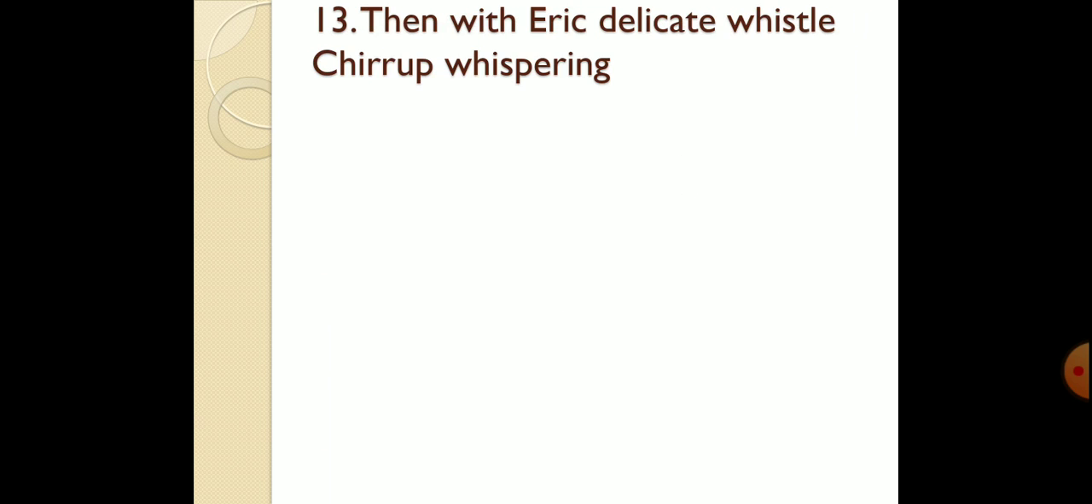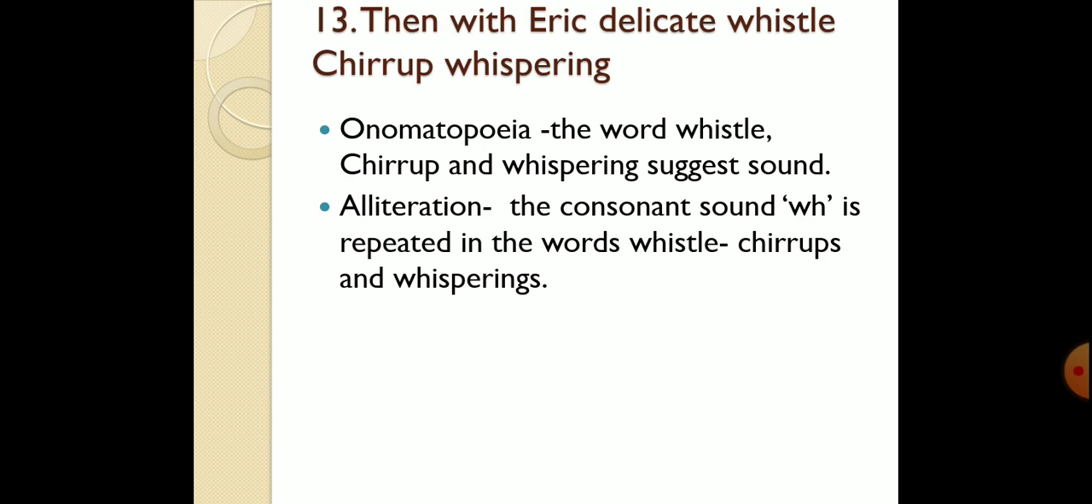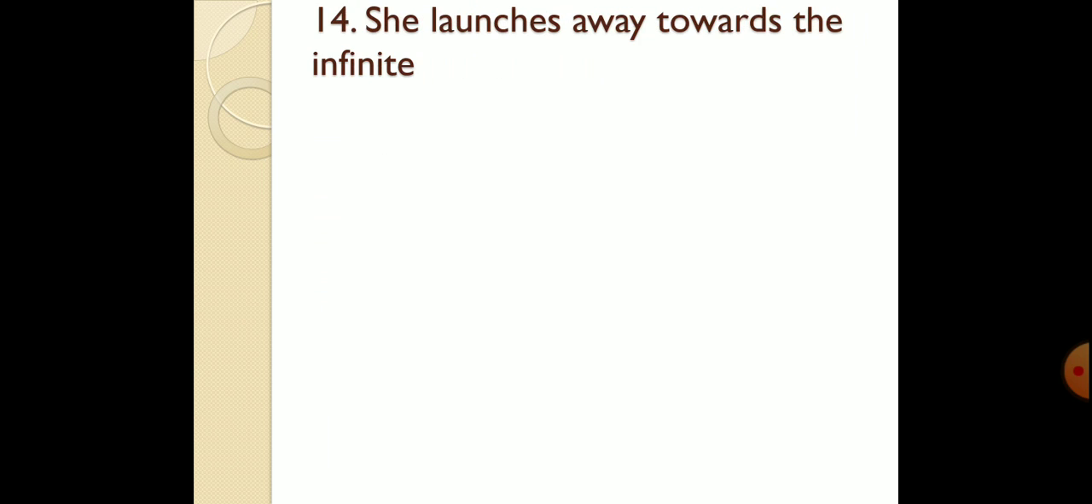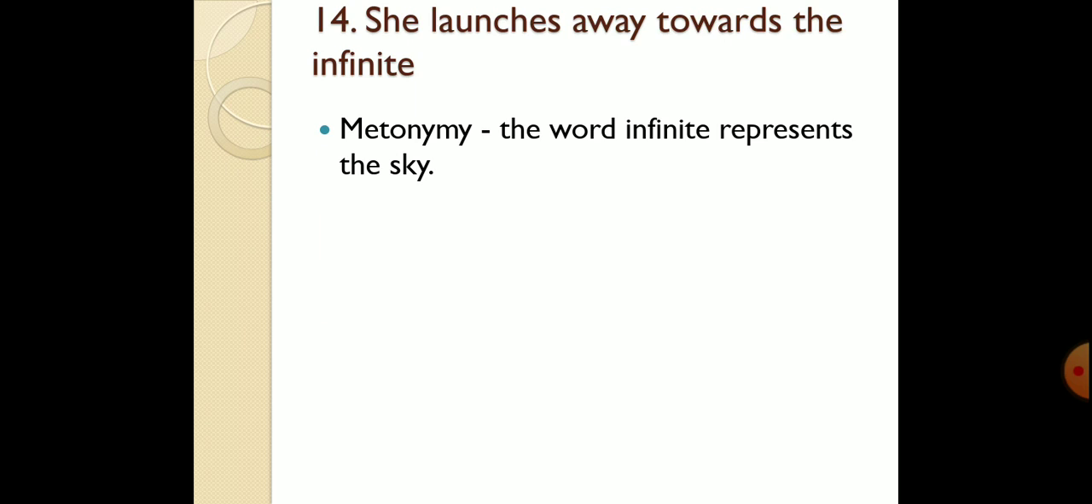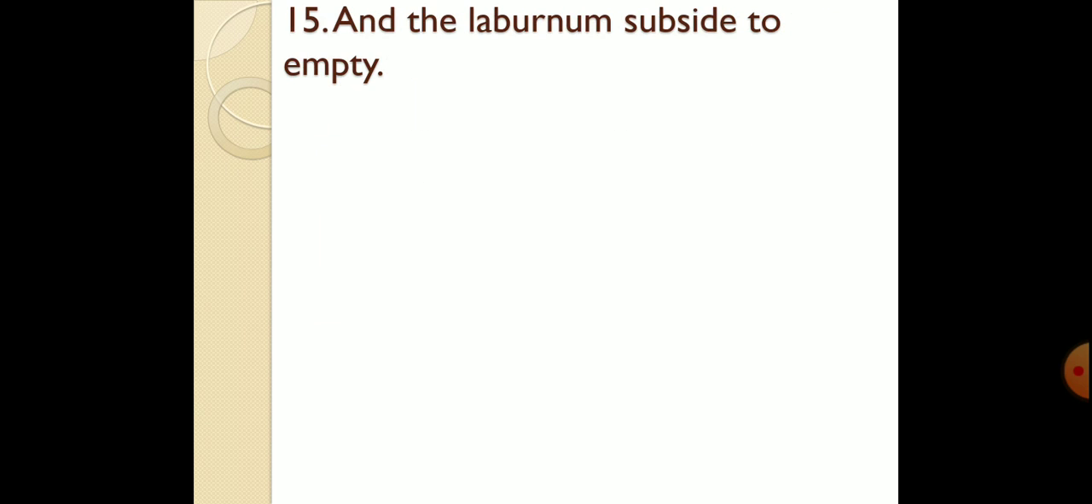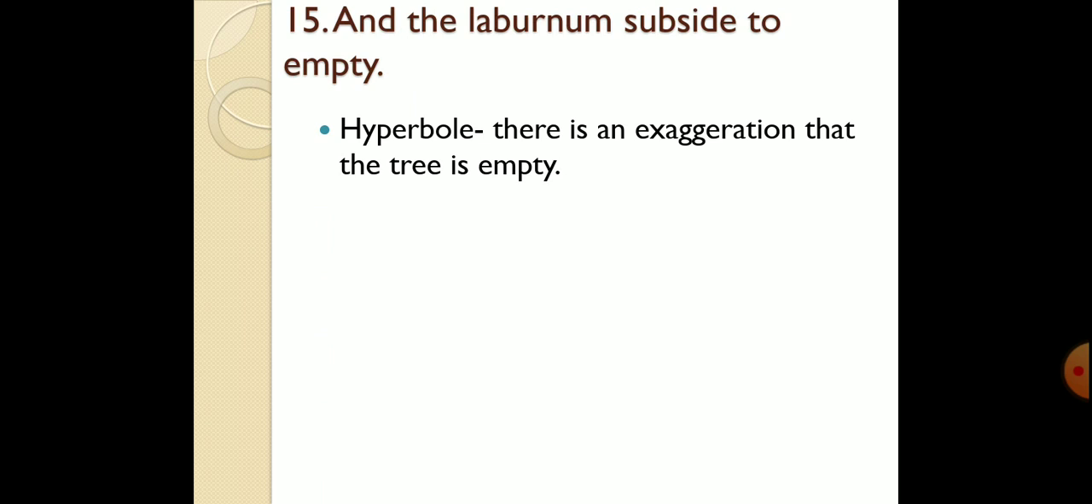The next one is then with eerie delicate whistle chirrup whispering. So the first one over here is onomatopoeia. The words whistle, chirrup and whispering suggest sound. The next one is alliteration, that is the consonant sound WH is being repeated in the words like whistle, chirrup and whispering. The 14th one is she launches away towards the infinite, that is the metonymy. The word infinite represents the sky. 15th one, and the laburnum subsides empty, that is hyperbole. There is an over exaggeration that the tree is empty.